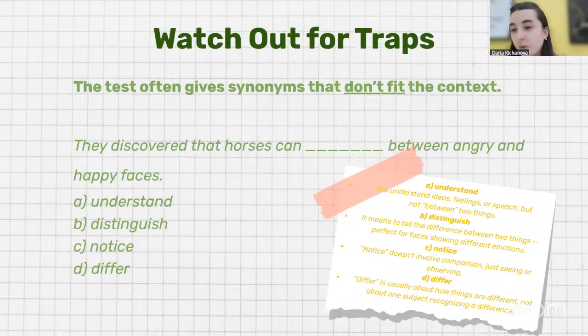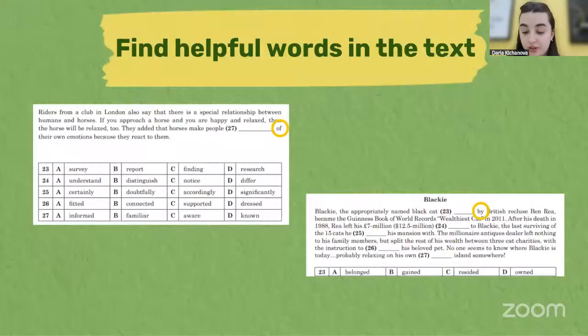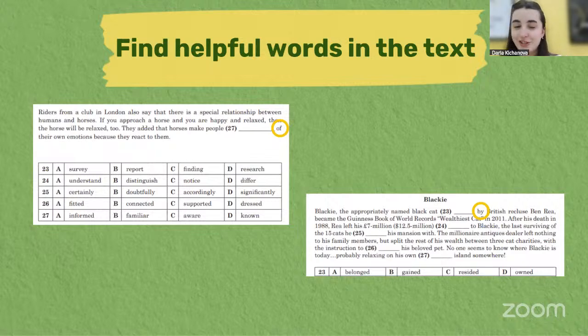So difference, differ, why not? The word differ is usually about how things are different, but not about one subject recognizing a difference. So there, as you said, we need to use distinguish, and that will be correct. And after we understood the context, after we watched out for our traps, and we are sure that this is the correct answer, we need to find some helpful words.